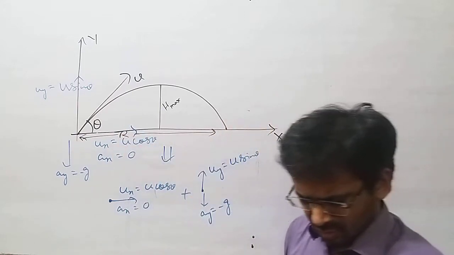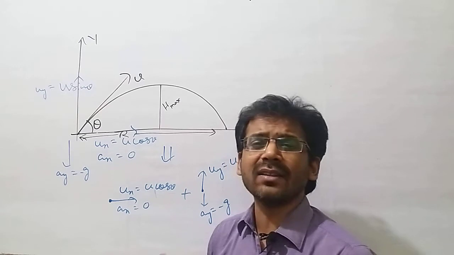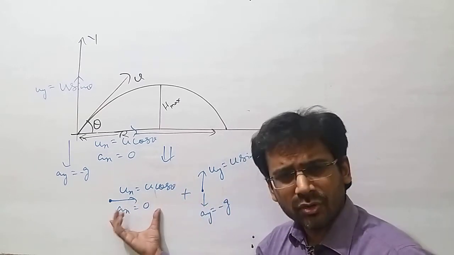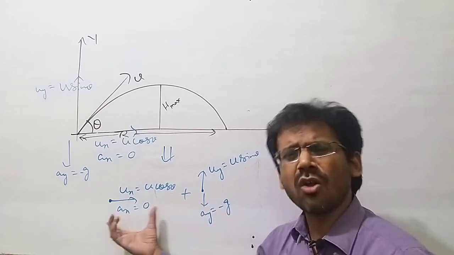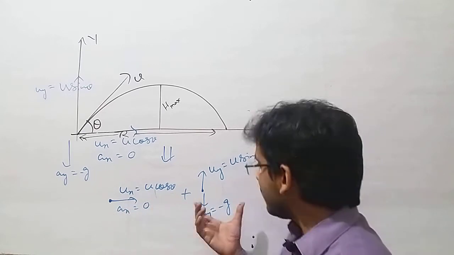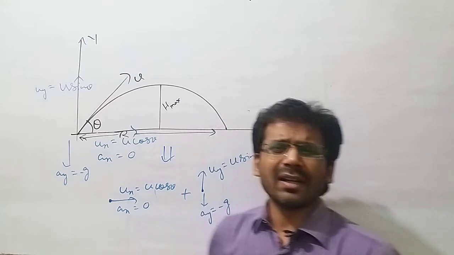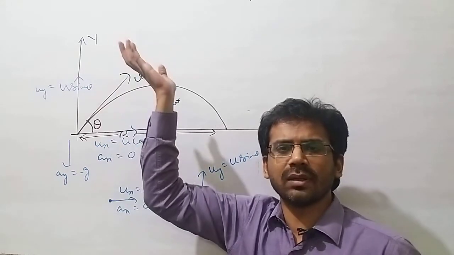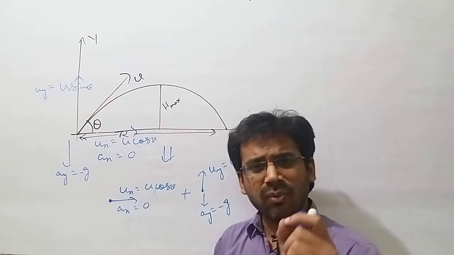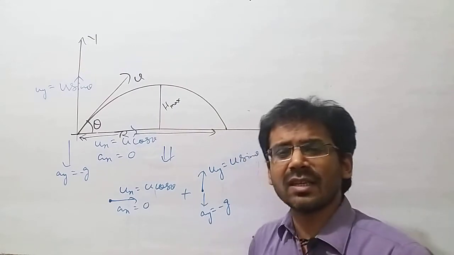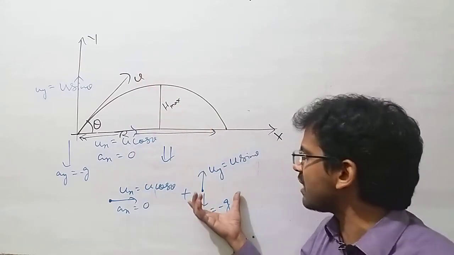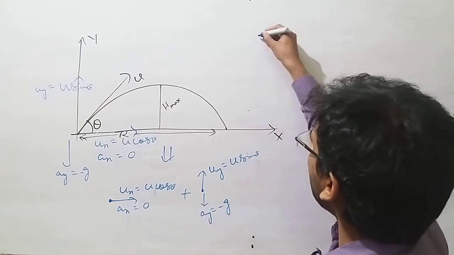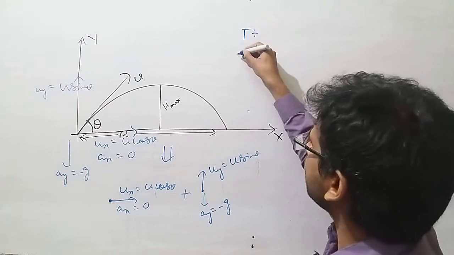First of all, who will decide the time of flight? Vertical motion or horizontal motion? Whatever the velocity in the horizontal direction may be, it will not take the particle up, and the time of flight is decided by whether it goes up. So vertical motion will decide its time of flight. So first of all, capital T, time of flight.